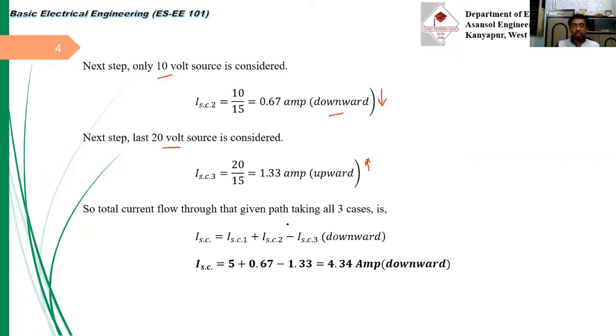Now the total current flow will be 5 plus 0.67 minus 1.33, because this 1.33 ampere upward is equal to minus 1.33 downward. Both are equal. Clear? So the net current that will flow through that path is 4.34 ampere.